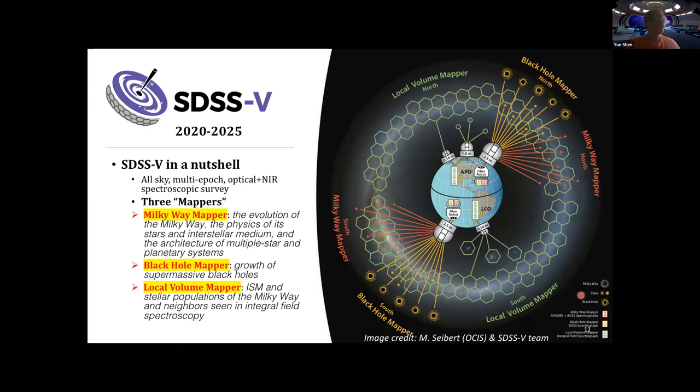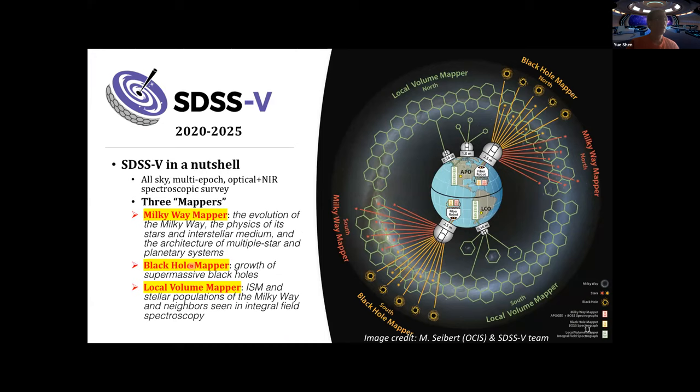Apologies for my daughter. So SDSS-V, in a nutshell, is an all-sky, multi-epoch, optical plus near-infrared spectroscopic survey. It features three components, which we call mappers. The Milky Way Mapper and the Local Volume Mapper both concern the astrophysics of the Milky Way galaxy, but the Black Hole Mapper is really at the heart of my interest: to study the growth of supermassive black holes. Now, let's talk about the Black Hole Mapper.